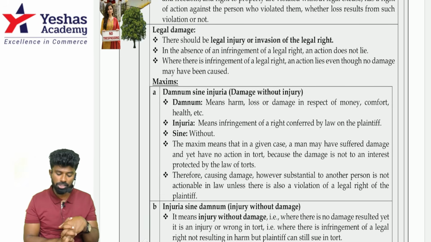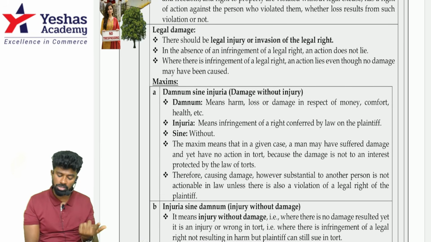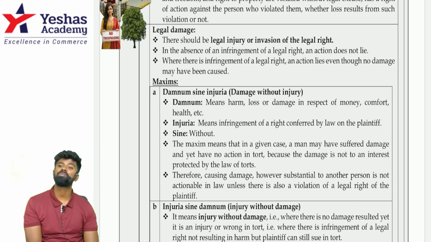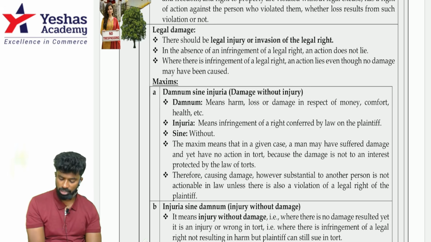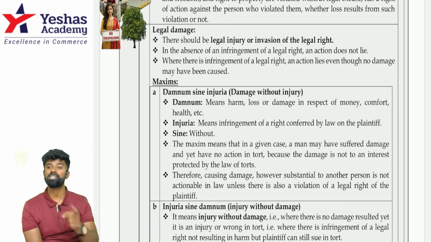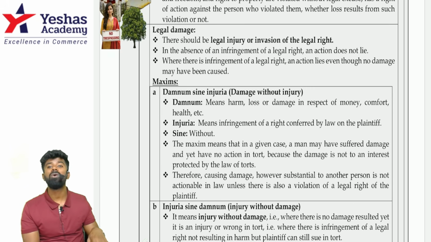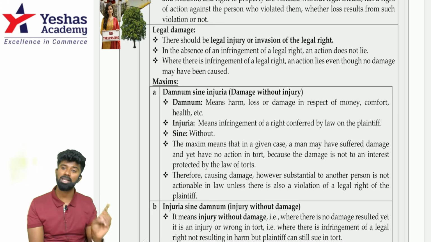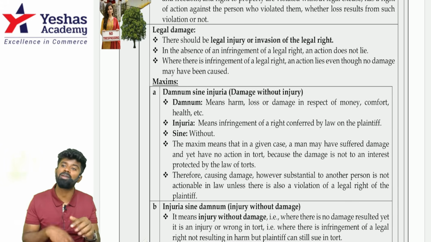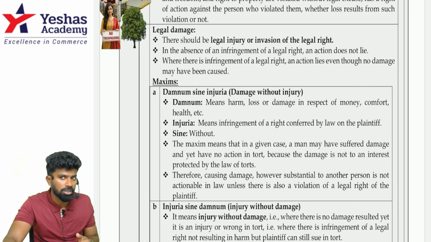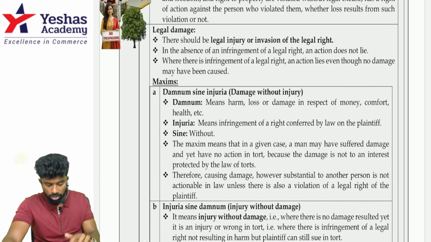Damnum sine what? Injuria. Any loss without infringement of right. Injuria means injury. Tell me, will that be considered as a tort? No, it will not be considered as a tort. If there is just a damage, a loss, physical loss, but without violation of a right, it is not called a tort. Damnum sine means without infringement of legal right. Will that be called a tort? No.